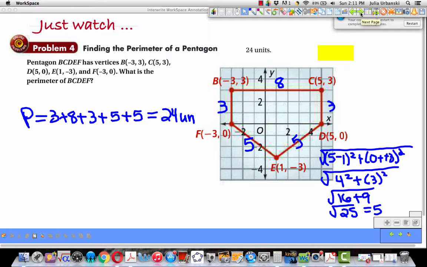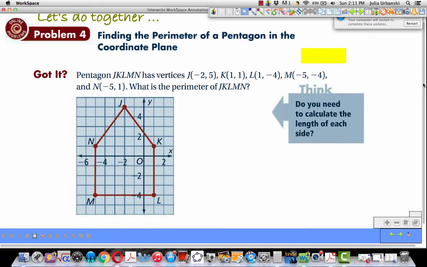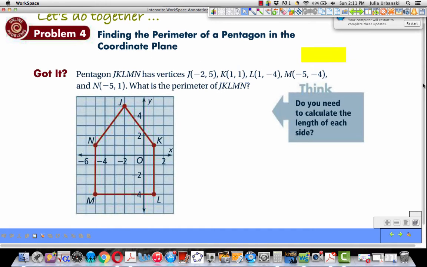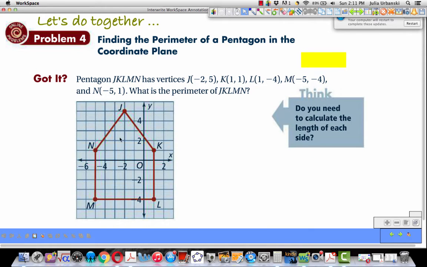Alright, so looking at this one, let's do it together. You write with me, and if it's going too fast, just hit pause and come back to it when you're ready for it. There are 5 sides. 3 of them are pretty easy to just do by counting. 1, 2, 3, 4, 5. That would be 5. And then this one is 1, 2, 3, 4, 5, 6 for that one, and this one is 1, 2, 3, 4, 5.